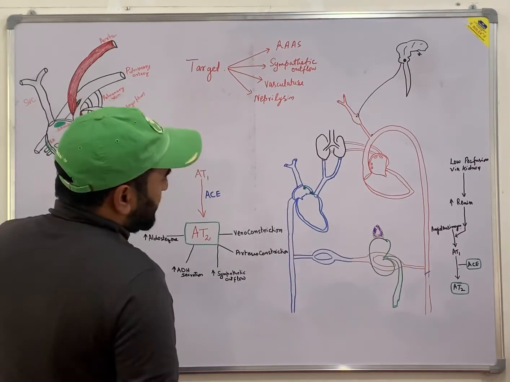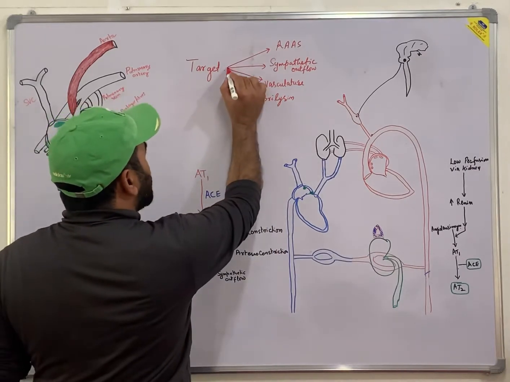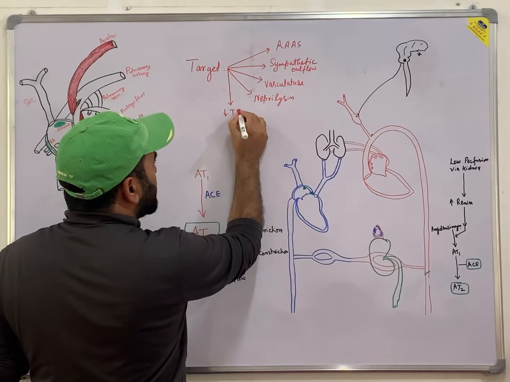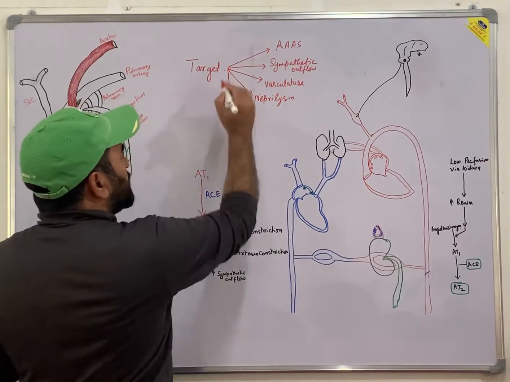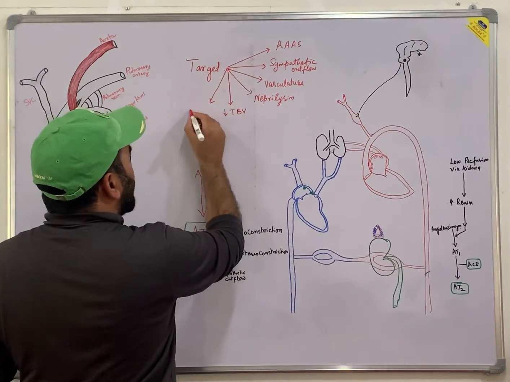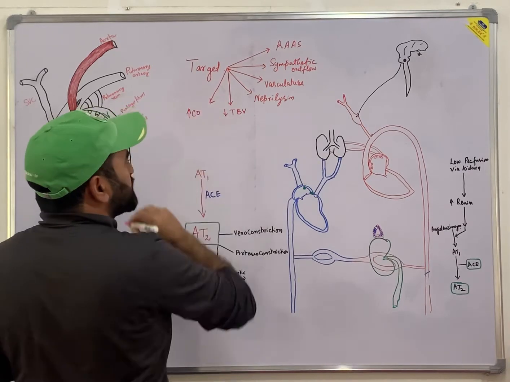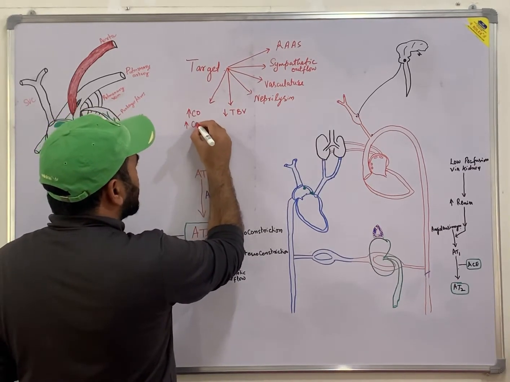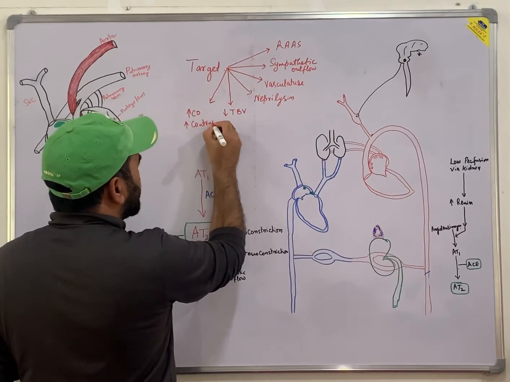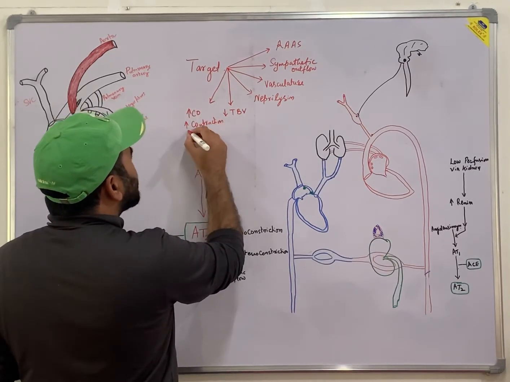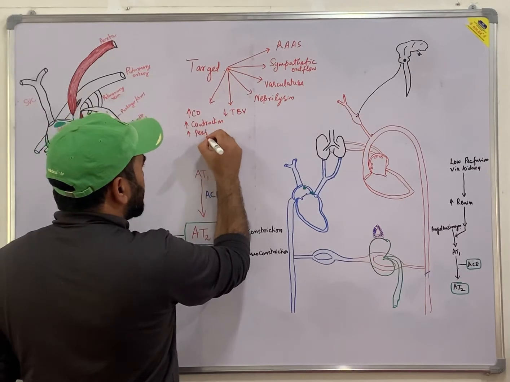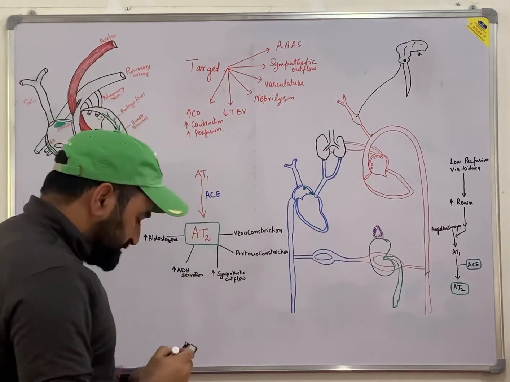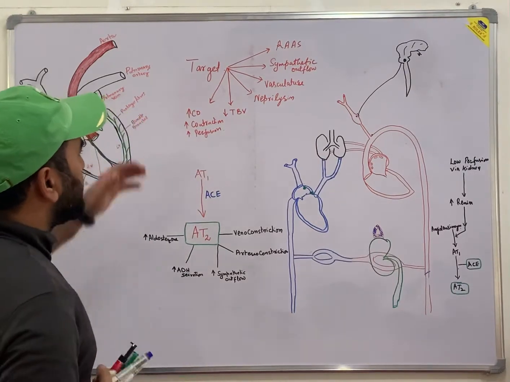You need to decrease the body fluid. Decrease the total body fluid. You need to increase the cardiac output. How you increase the cardiac output? By increasing the contraction. You need to increase the perfusion. Okay? Let me take one by one.